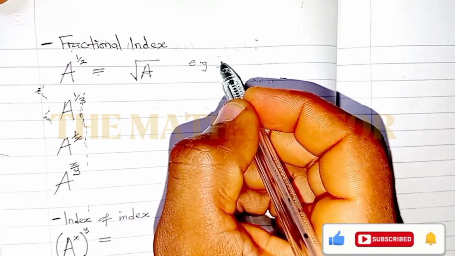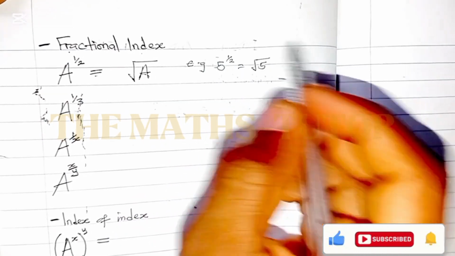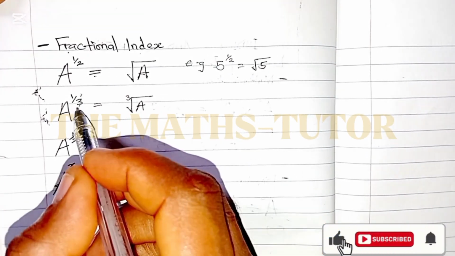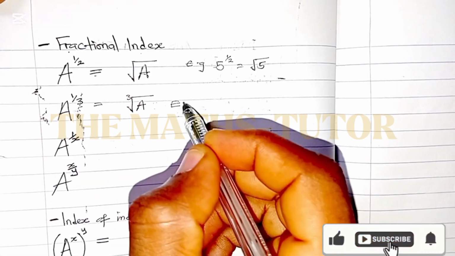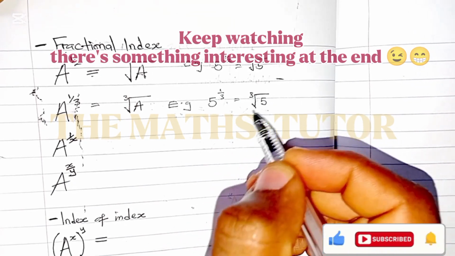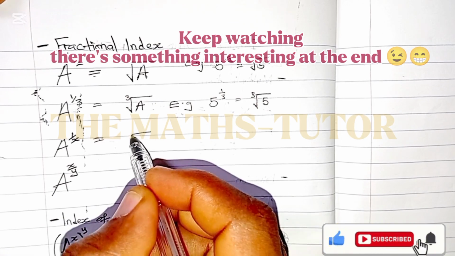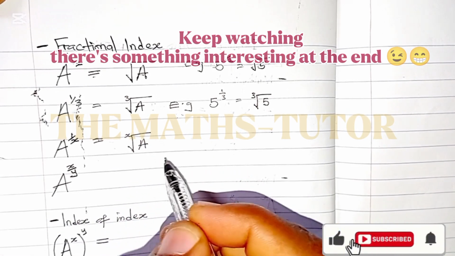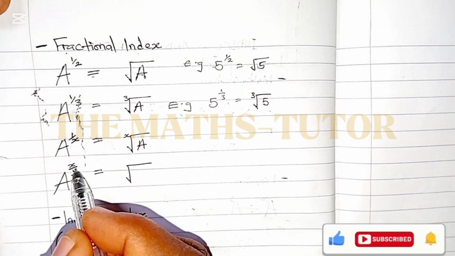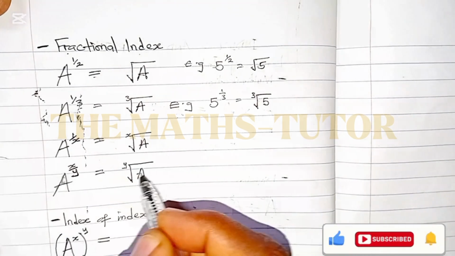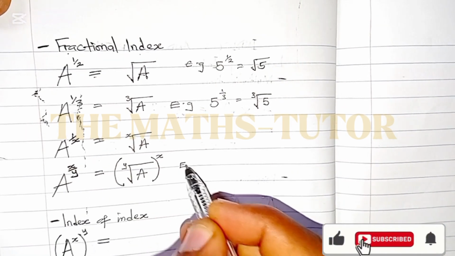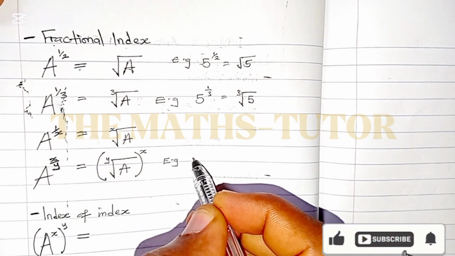When we have fractional index, they are expressed in terms of roots. And so when it is raised to power half, it is the square root of the value. When it is raised to power 1 over 3, we are going to have that as the cube root of the value. Example, 5 raised to power 1 over 3 will give us the cube root of 5. Generally, we can say a value raised to the index of 1 over x means that we find the x root of that value. So what happens when we have a value that is raised to a fraction? The denominator becomes the root, like the x root of a, all raised to the power of x.